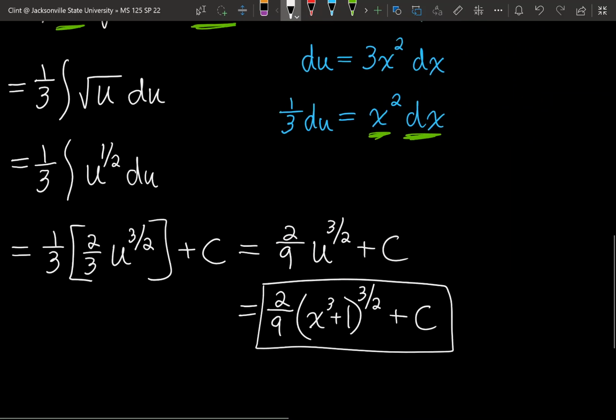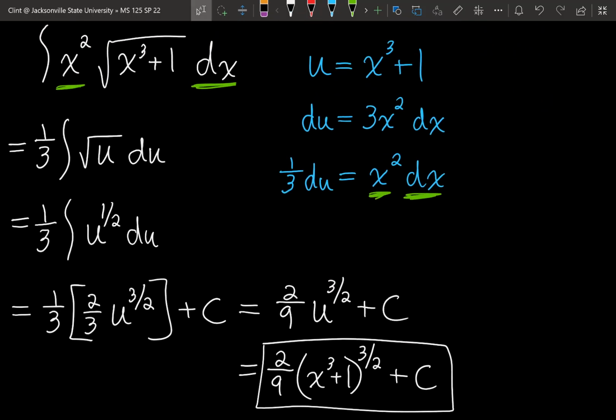Again, to me, that is not obviously the antiderivative of what we started with. You could check it though. We could check it. We did the chain rule. That's not hard to check. But a little hard to come up with without using substitution. Maybe a lot hard.